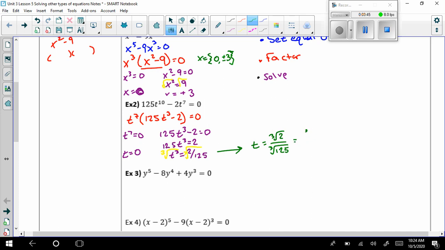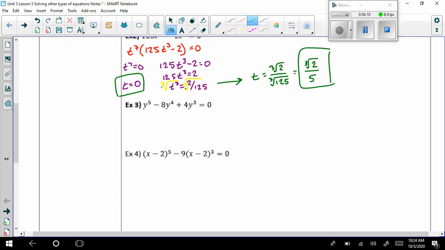So your final answer here is the cubed root of 2 over 5, which is the cubed root of 125. And so you have both 0 and this as your final answer. And we're going to leave it in that format. And we're not going to lose our index. We're taking the cubed root every single time. Okay?